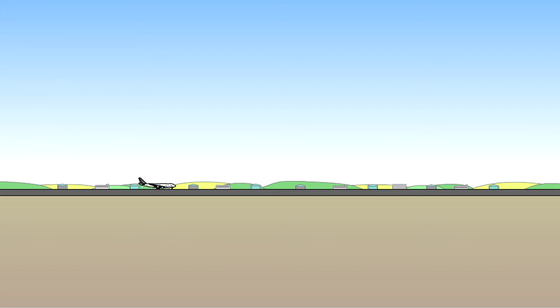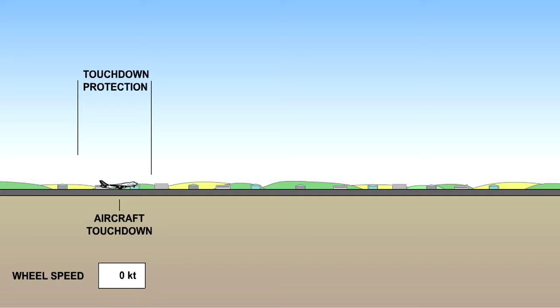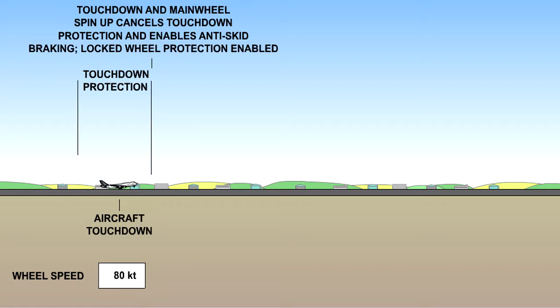To summarize the electronic anti-skid system, here is a demonstration of how it will operate during approach and landing. On approach, with the gear selected down and anti-skid switched on, the touchdown protection system will not allow the brakes to be applied. On touchdown, once the ASU receives an on-ground signal and the main wheels have spun up to about 80 knots, touchdown protection is disabled and braking can commence.